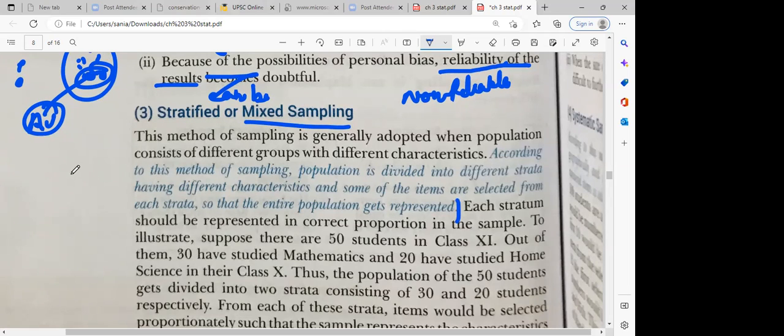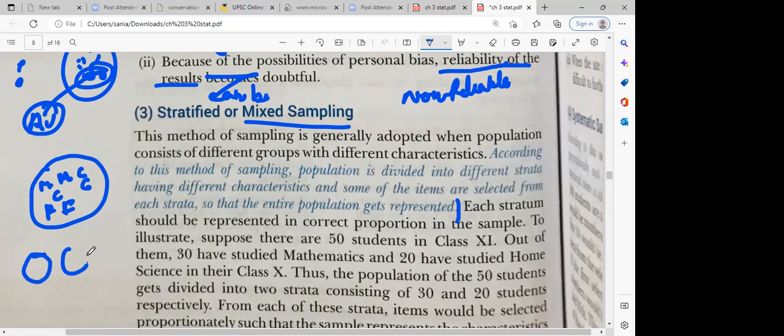Okay, so basically what is happening over here? See, for example, this is an area. Over here, M is basically male, F is basically female and C is basically the children. So for example, if I do random sampling, maybe I can choose two females, but I will not be able to study about others. So what I will do, I will make three groups over here.